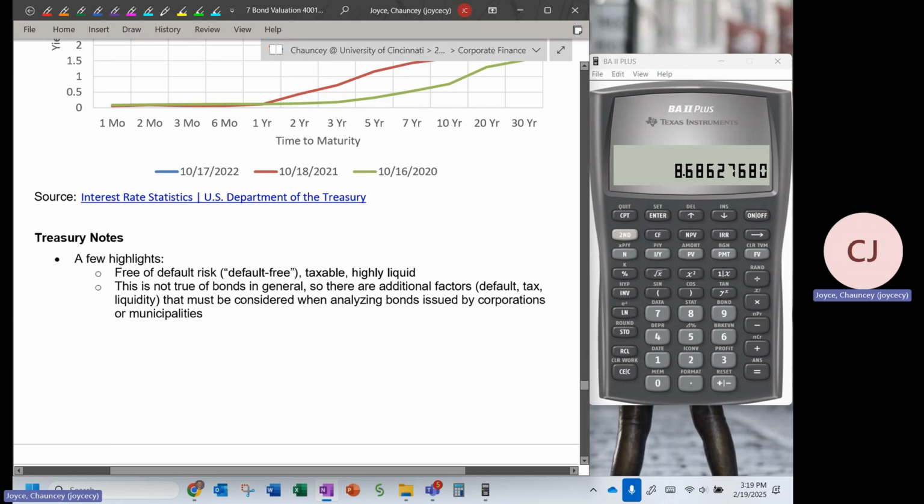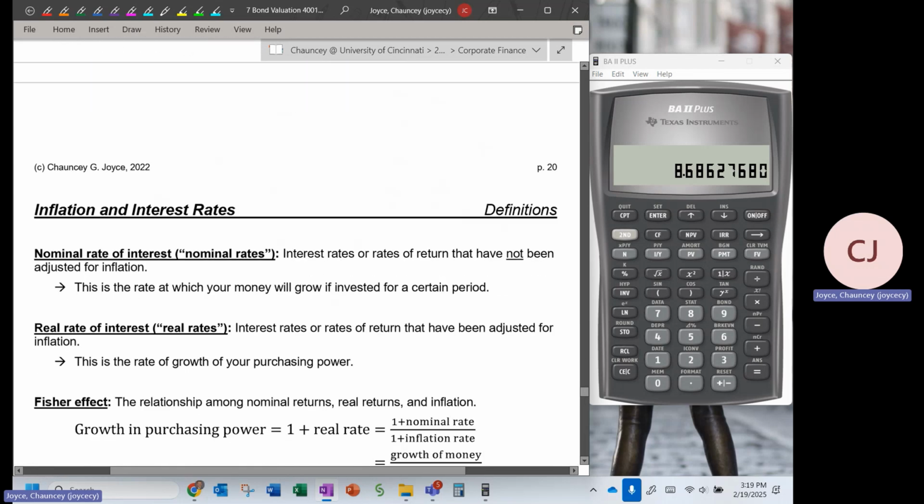So a couple of Treasury notes, a few highlights. They're free of default risk. We call them default free. They're taxable. They're highly liquid. It's not true of all bonds. There are some additional factors to think about. So let's look at those definitions.